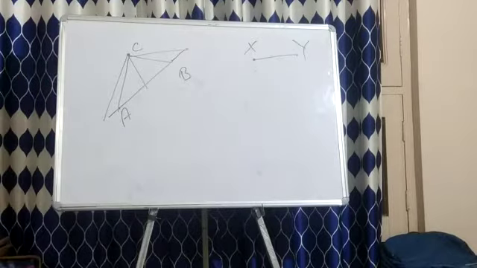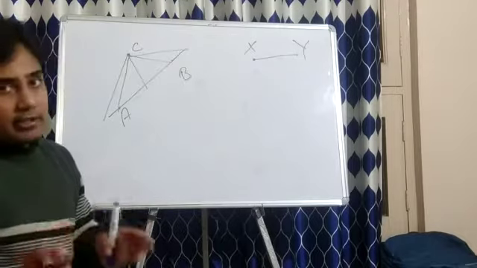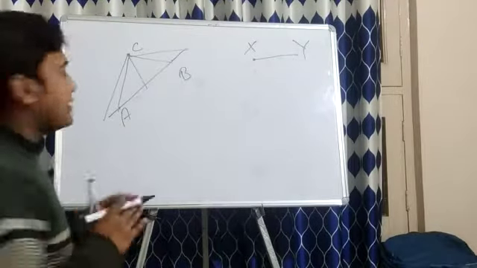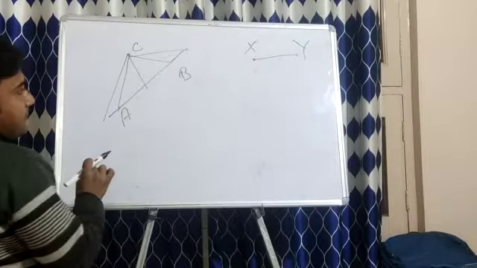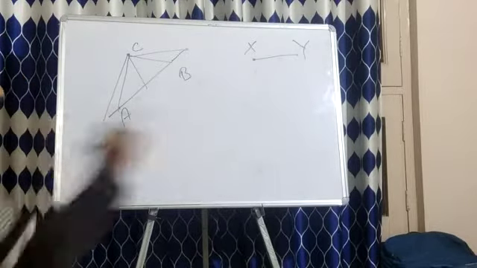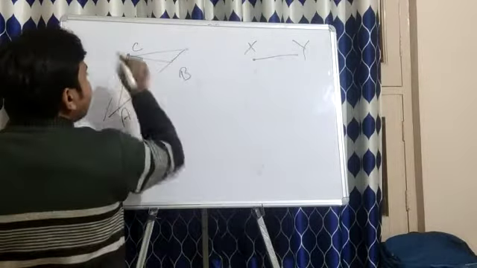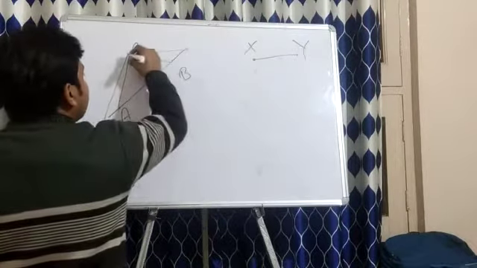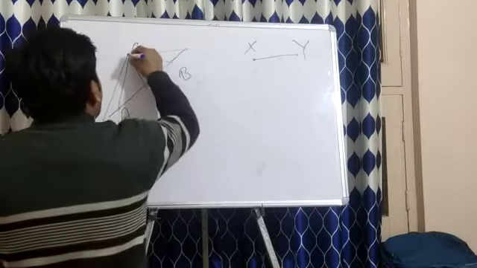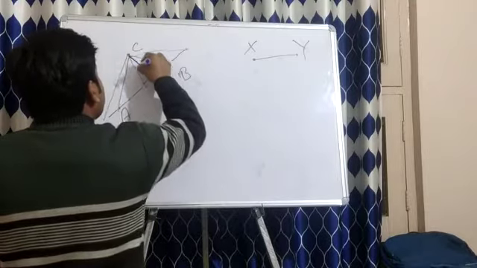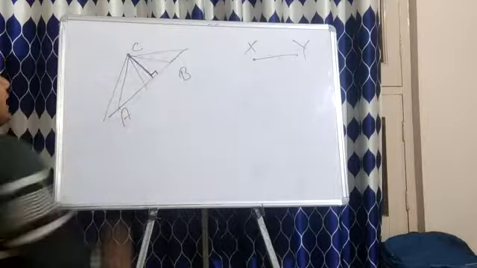Whenever we talk about distance, we always mean the shortest distance. Now, the shortest distance between a point and a line is the perpendicular dropped from the point over the line. This is the shortest distance between a point and a line, which is perpendicular to the line.